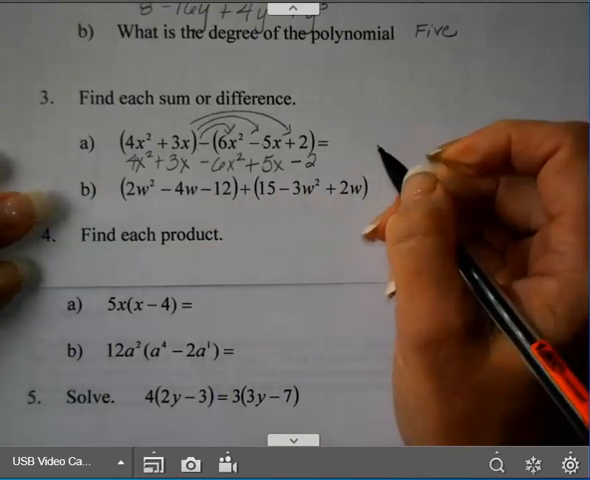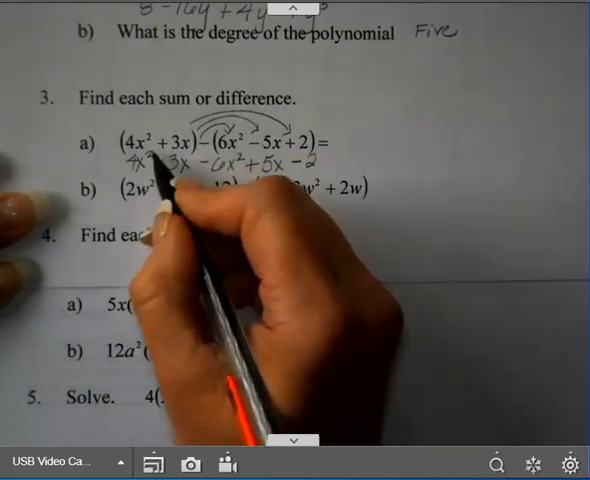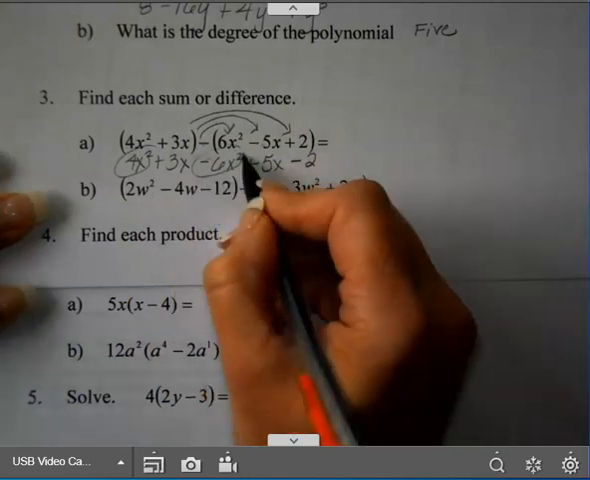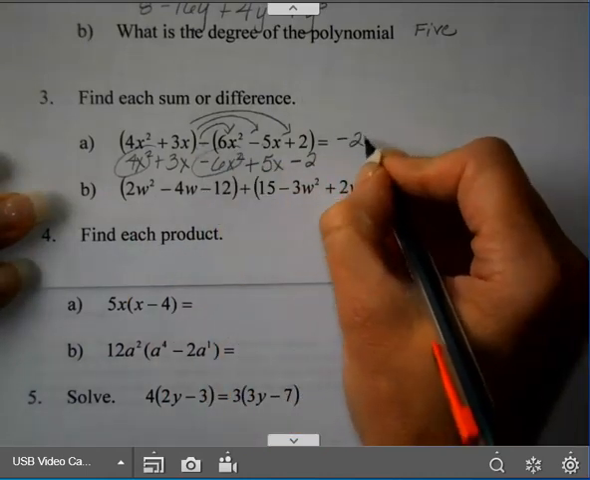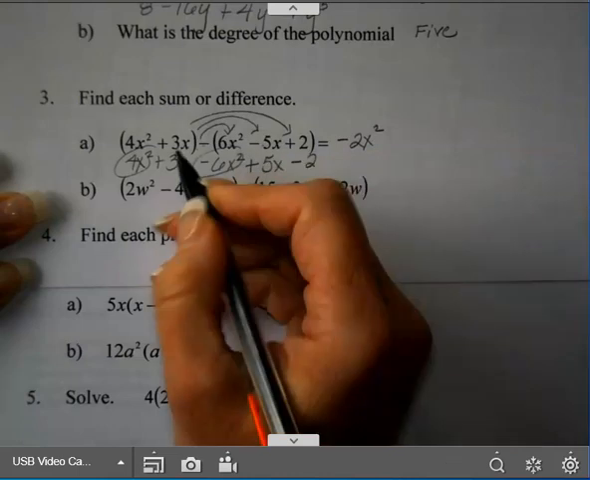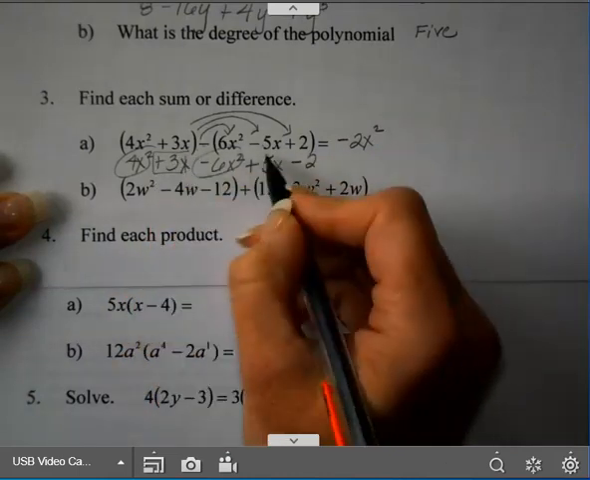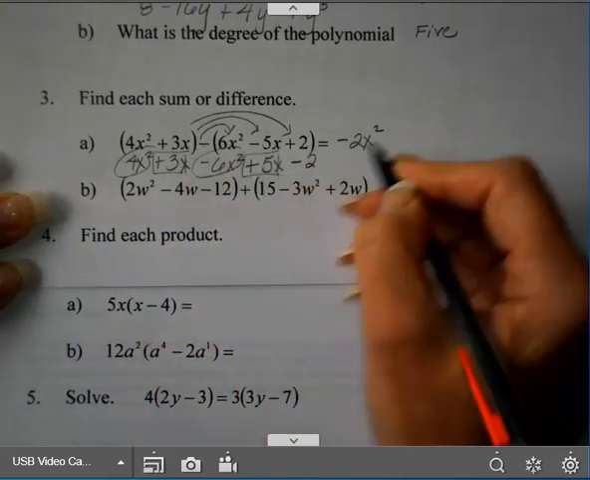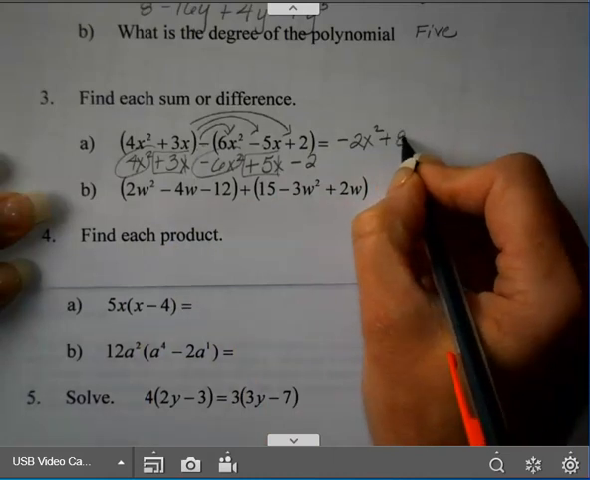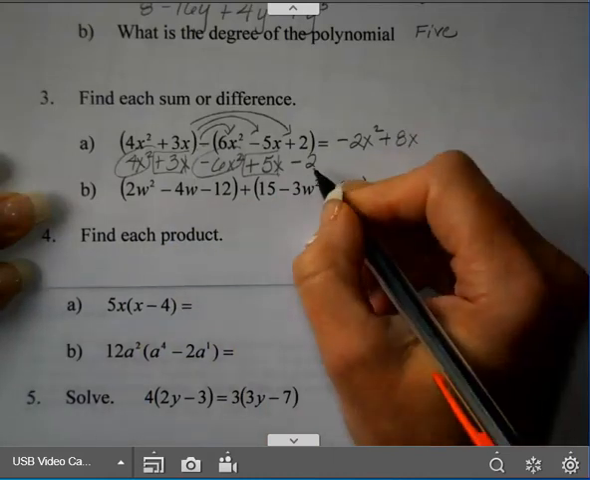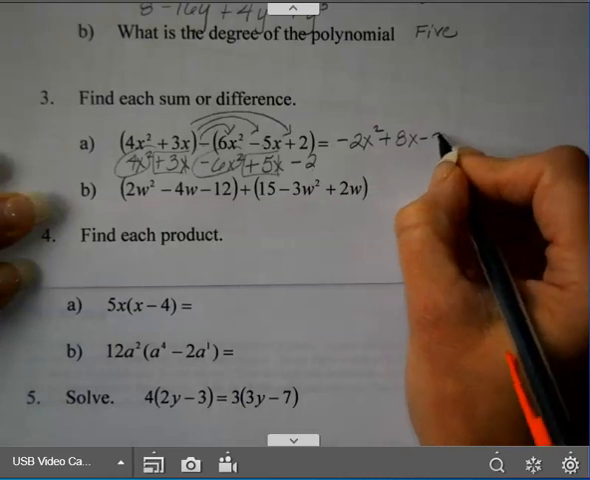Let's go ahead and collect our like terms. 4x squared minus 6x squared is negative 2x squared. 3x plus 5x will give me 8x. And then there's only one number, so that's minus 2.